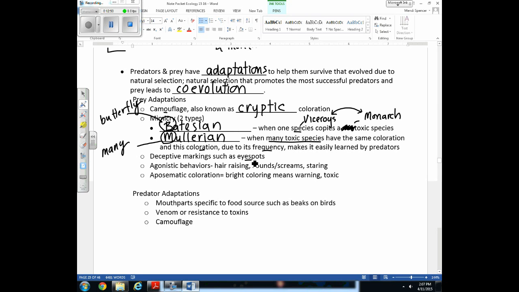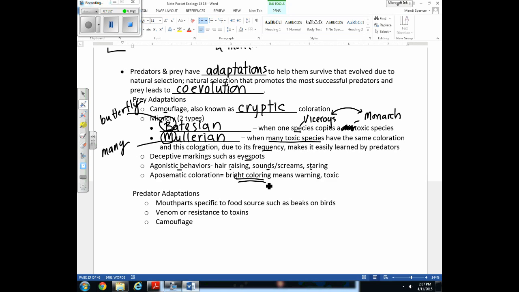Now, when we talk about deceptive markings, we're talking about things that are confusing to predators, like eye spots. We already talked about agonistic behaviors earlier in that second lecture. These are just behaviors that are threatening to the predators. And then aposematic coloration. If you oppose something, you're against it. So in aposematic coloration, we're against eating those organisms because they're a bright color. And that means that they're toxic in most cases. So it's a warning to predators. That organism shouldn't be eaten.